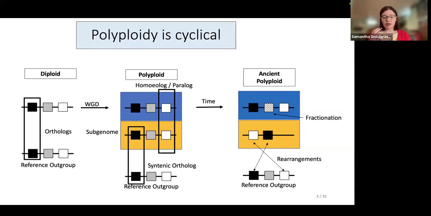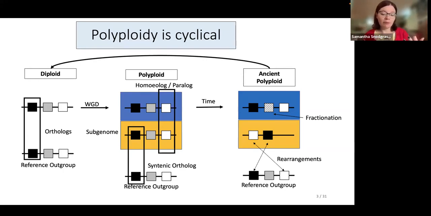You can also get lots of chromosomal rearrangements, such as fission and fusion events, tandem arrays, all sorts of things that will break up that synteny to that reference outgroup. Now, this is cyclical, so the ancient polyploid can revert back to a state that is not quite diploid, but diploid-like, in that it looks like a diploid, it acts like a diploid, but it has these footprints of this previous ancient whole genome duplication event. And so in this way, you can have these cycles of polyploidy building on the remnants of previous polyploidy events.